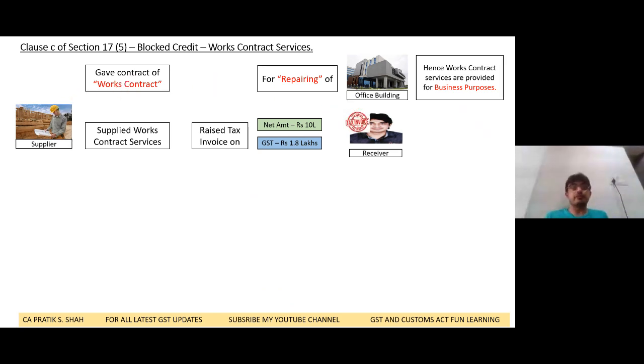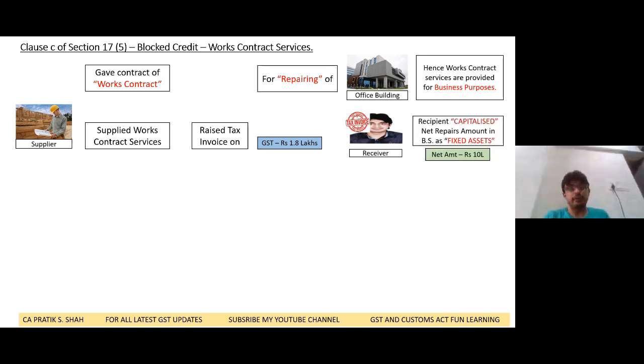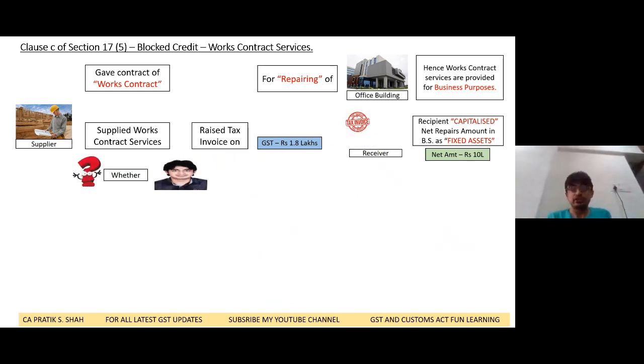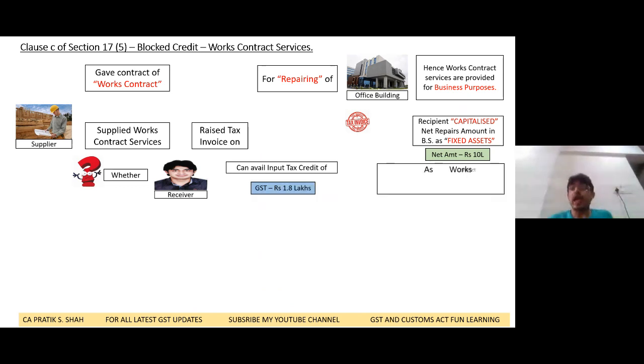See this, this is an invoice. Now the benefit: you have repaired it very well. So this 10 lakh rupees, I'm capitalizing in my books of account. Now the thing comes. This time there is no new construction, you're just repairing the existing. Whether the ITC of GST paid of 1 lakh 80 on works contract repairing, in course or furtherance of business, can I avail this?